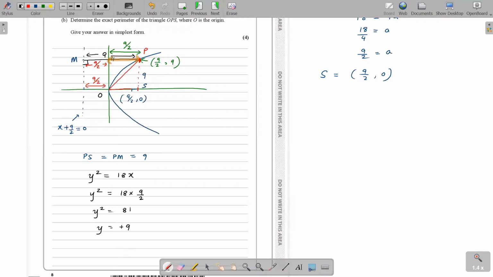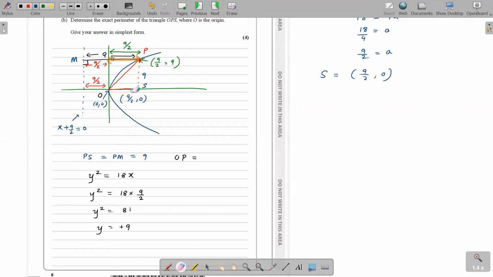Okay, so now I need to get the OP distance, right? Shall we get OP? To get the OP distance, either you could use Pythagoras theorem for the right angle triangle, or what else could you do? You could use the distance between two coordinates, square root of x1 minus x2 square plus y1 minus y2 square, because O is 0, 0, right? The point O is 0, 0. Any of the two methods is perfectly fine.